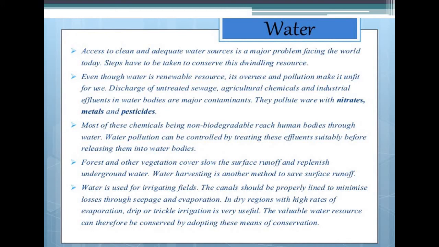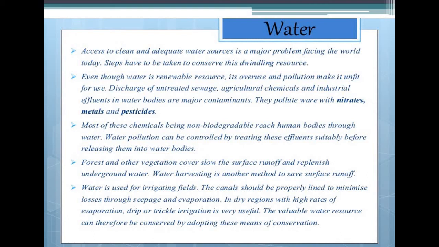The amount of water which is available for human consumption is also polluted by human beings only, when we discharge untreated sewage, agricultural chemicals and industrial effluents in water bodies. And these are the major contaminants of the water that pollute them. So basically the thing is, people should take steps before releasing water into the water bodies.